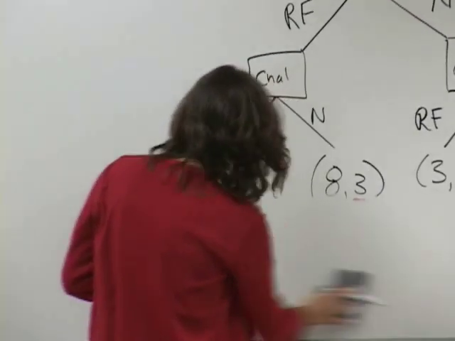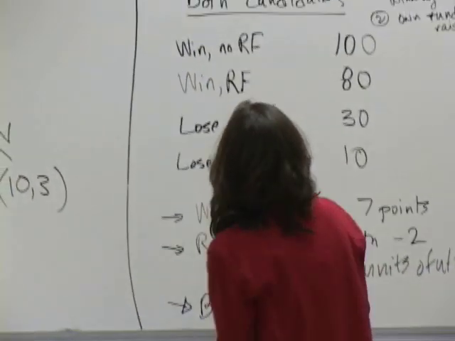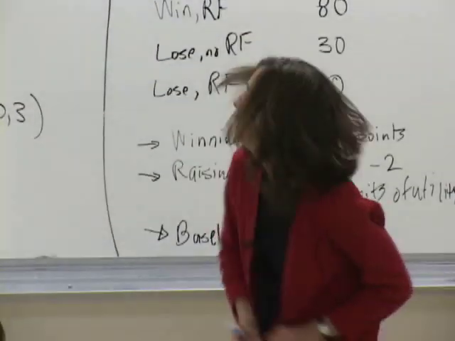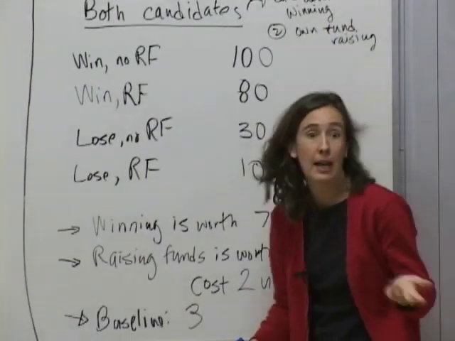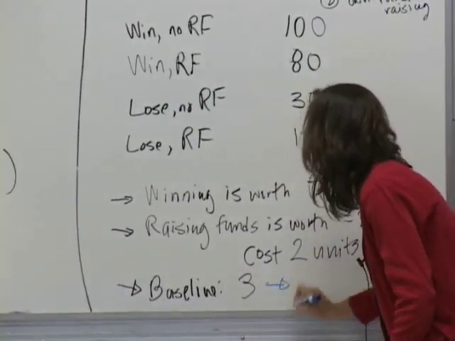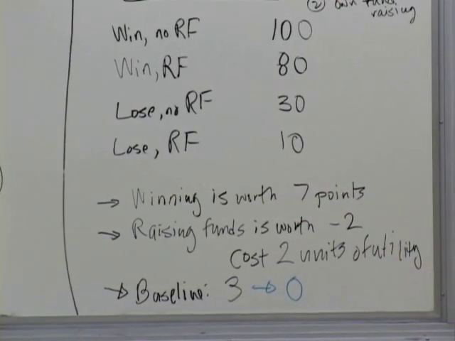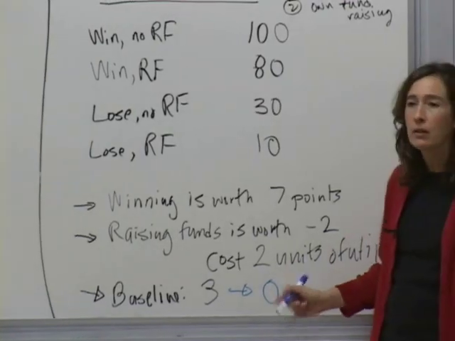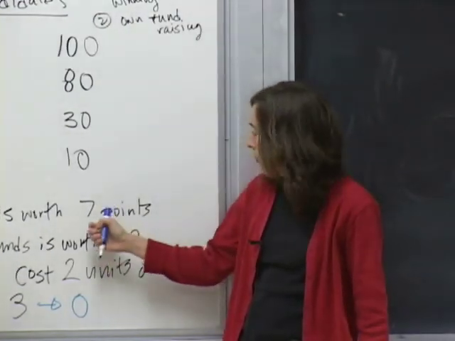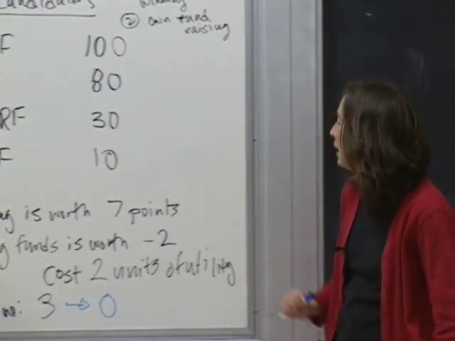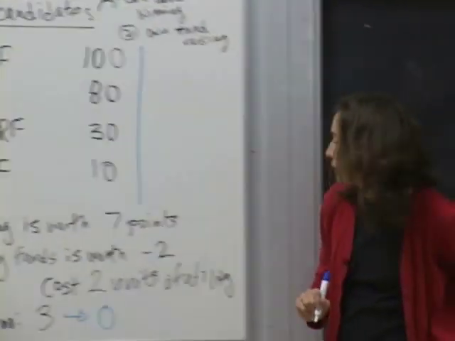I'm going to leave these numbers here, and let's use blue here. Another possibility would be just to take the advice that I gave you a minute ago. Don't make the baseline 3, make it 0. Remember, I'm making these numbers up. They're just designed to convey my ideas so I can pick a number, and 0 is actually a nicer number. I'm going to leave these other two numbers alone. Winning is worth 7 points and raising funds gives me -2. Okay, so now I've got a different set of payoffs.